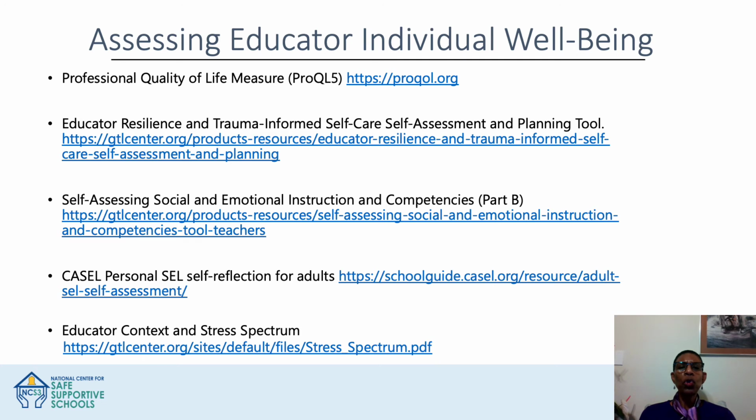Additional instruments include the ProQOL, the Professional Quality of Life Scale, which measures compassion satisfaction and compassion fatigue, the Educator Resilience and Trauma-Informed Self-Care Assessment and Planning Tool, tools for assessing social and emotional instruction and competencies, and one that assesses level of educator stress. These instruments can be good starting places for individual educators or entire school teams to consider where they are in areas of personal well-being and develop a plan for improvement.